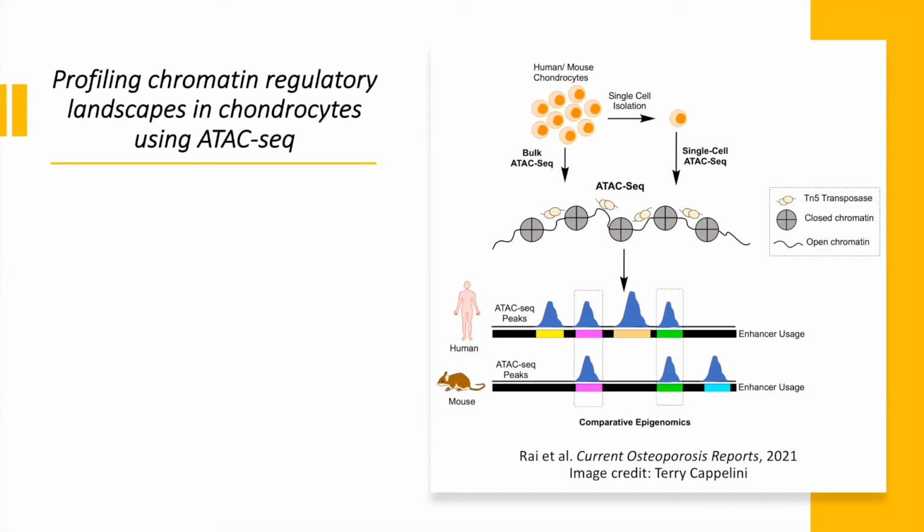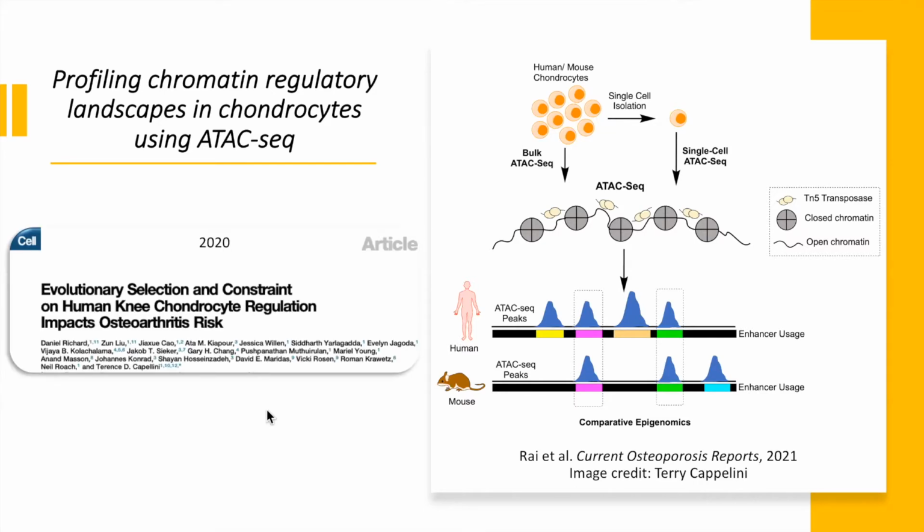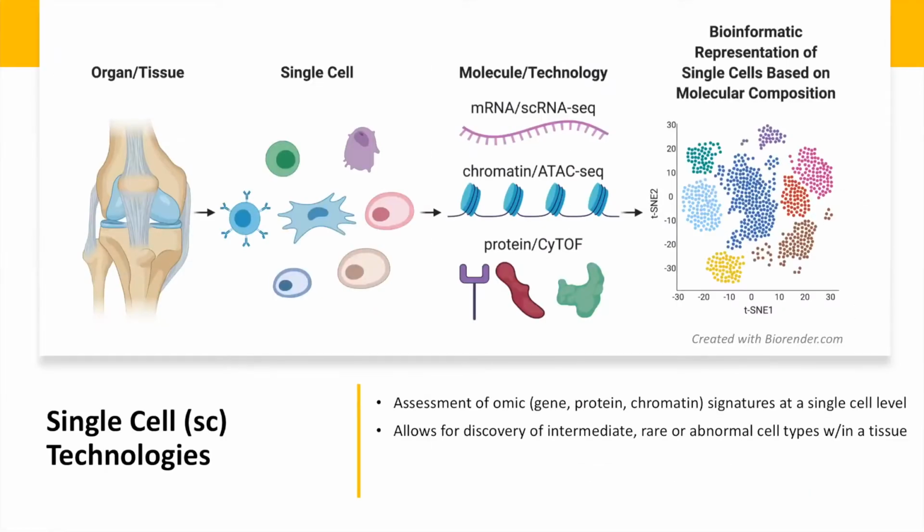Just want to point your attention to a recent article by Terry Capellini, who did this. Here's the article that was published in Cell last year. He was able to use ATAC-seq to compare regions of open chromatin in knee articular cartilage, knee chondrocytes, and develop an evolutionary approach to understanding which genes are really important for the development of a knee joint, the development of articular cartilage, and also osteoarthritis risk here. And so he used mouse and human samples and he called it comparative epigenomics, to compare regions that are important throughout evolution. So take a look at that if you have a chance.